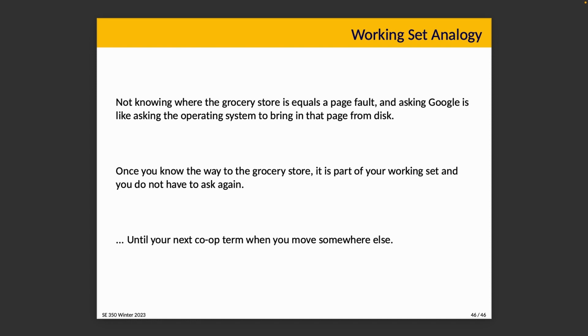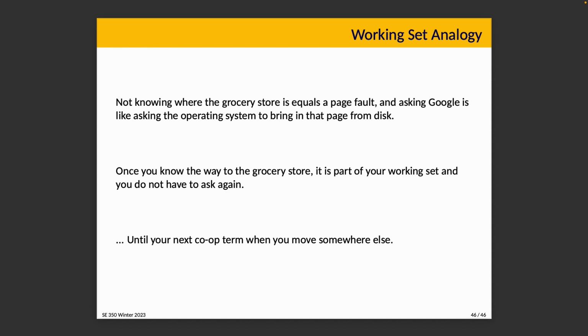Now, this works until your next co-op term. If your next co-op term is a different place, and you go to Seattle, again, you're going to have to relearn, if you will, everything and where it all is by, once again, asking Google to fill in the information for you, because you don't know where the supermarket is, you don't know where the coffee shop is, you don't know how to get to the office. All of those things are new.